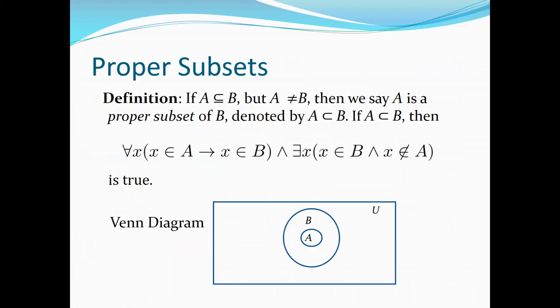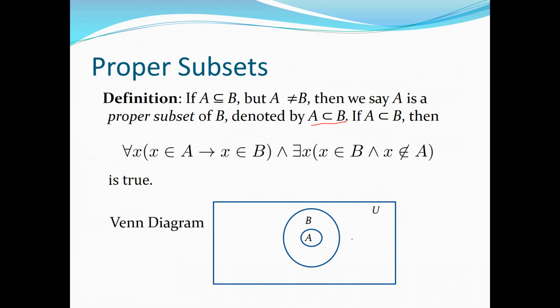All right. Then a proper subset. What do we mean by the proper subset? If A is a subset of B, but A is not equal to B, then we say that A is a proper subset of B, and we denote it using this symbol, where we do not put a line under the symbol. If A is a proper subset of B, then this definition is true.